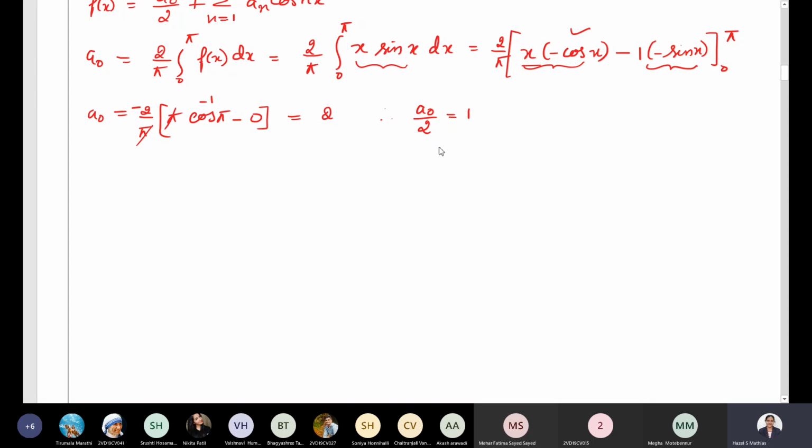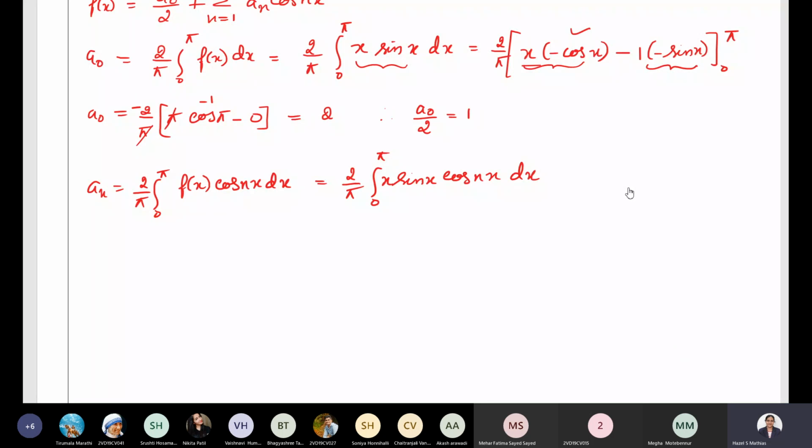What's the formula for an? An is given by 2 by pi integral 0 to pi f of x cos nx dx. So that is equal to 2 by pi integral 0 to pi, f of x is x sin x, so x sin x cos nx dx. Now, what shall we do over here? What shall we do in order to find the integral of this term?